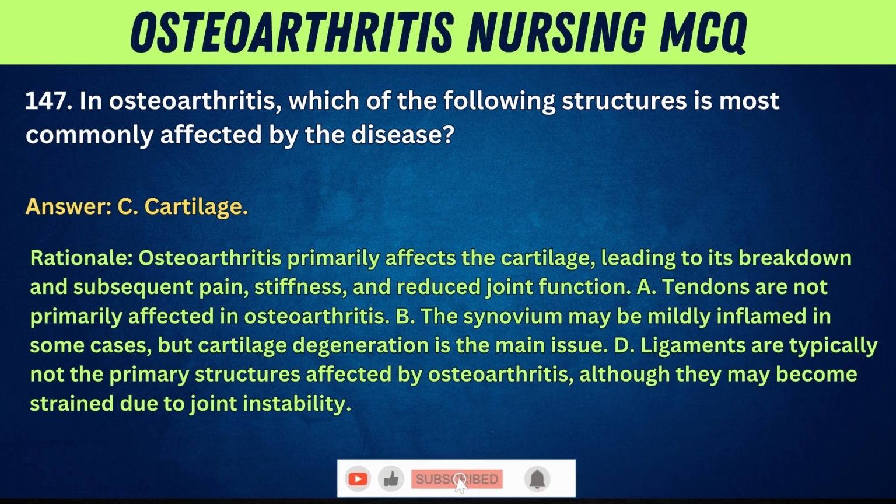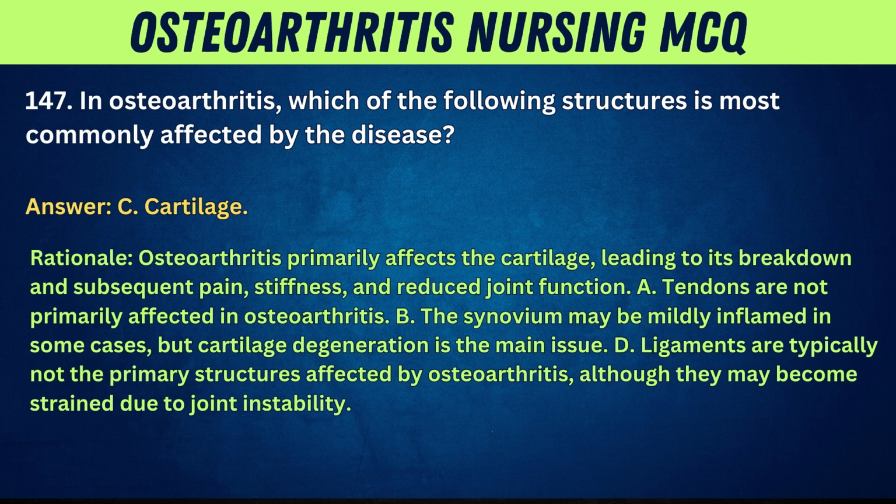A. Tendons are not primarily affected in osteoarthritis. B. The synovium may be mildly inflamed in some cases, but cartilage degeneration is the main issue. D. Ligaments are typically not the primary structures affected by osteoarthritis, although they may become strained due to joint instability.